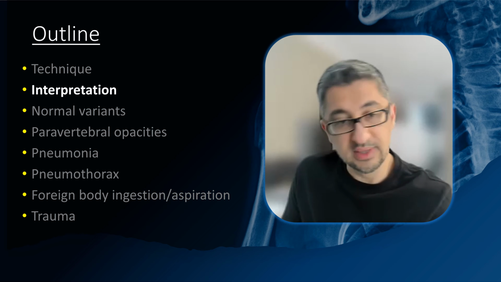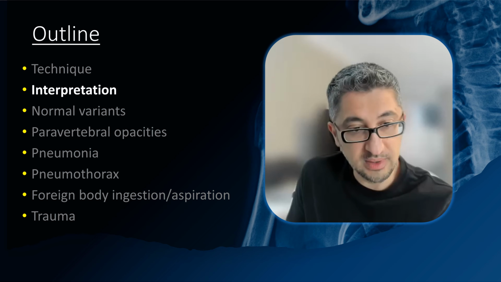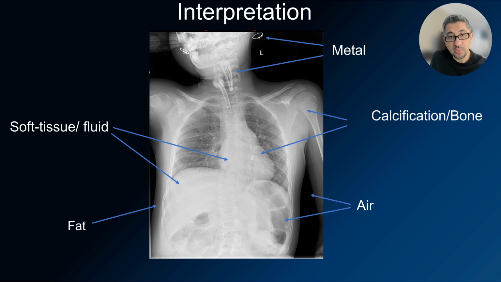After talking about the technique, I would like to talk about interpretation. On the X-rays, there are 5 main densities that can be distinguished according to their appearance. Metal has the highest density, then calcification and the bones, then soft tissue and fluid, and then fat, as here you can see the subcutaneous fat, and finally air. As you can see, we can easily differentiate metal and air, but it is not possible for the soft tissues and fluid.